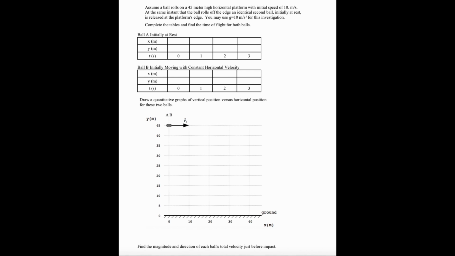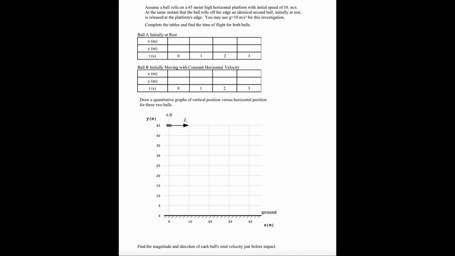In this problem, we'll construct a quantitative motion map in 2 dimensions. Assume a ball rolls on a 45-meter high horizontal platform with an initial speed of 10 meters per second. At the same instant that the ball rolls off the edge, an identical second ball initially at rest is going to be released at the platform's edge.